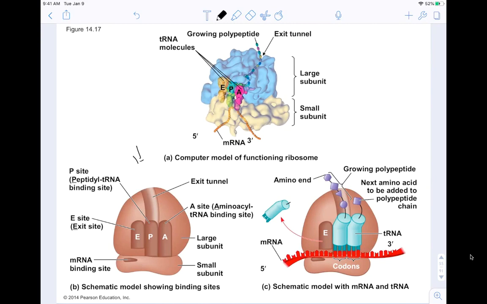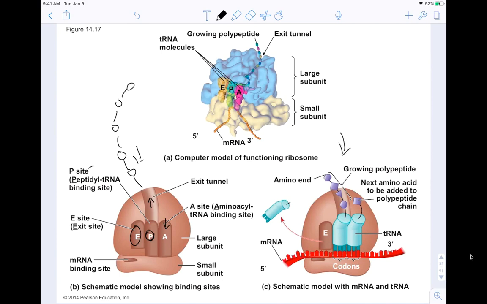Okay. So you have the active, or the A site, the aminoacyl tRNA binding site. So this is where you're going to bind. You have an exit tunnel. You have an exit site. The P site is going to be our peptidyl tRNA binding site, which is where we're going to actually grow our chain out of, that you can see here. And this is a much better drawing of what I just did.